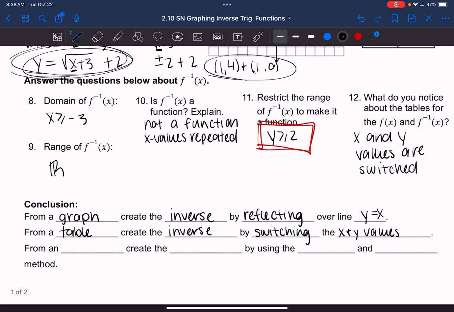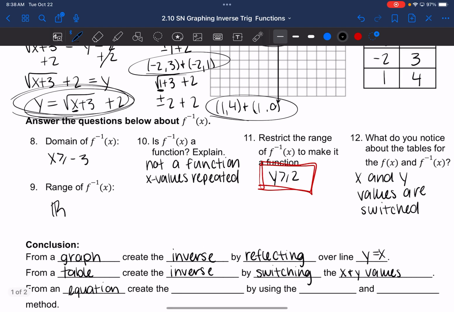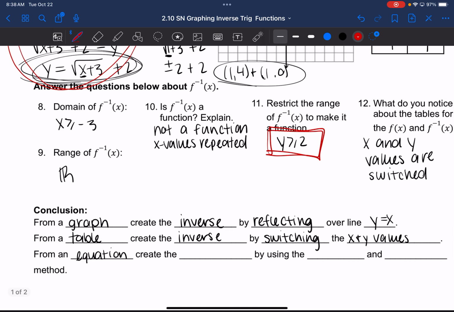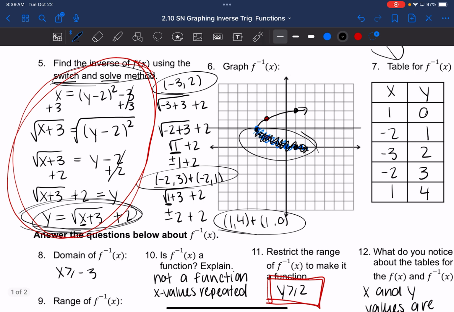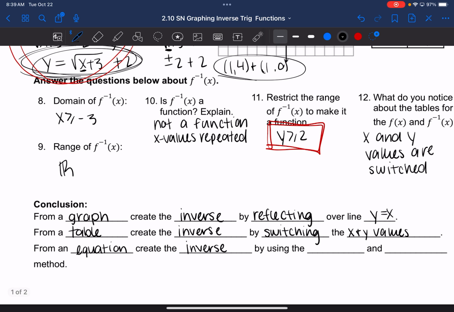All right, and then lastly, if they give you the equation. Okay, and that's what we were asked to do in this first little section right here. That's what we did right here. If I was asked to come up with the inverse, what did they tell us we could do? Switch and solve method. Good. That's exactly what they had us do by using the switch and solve method.